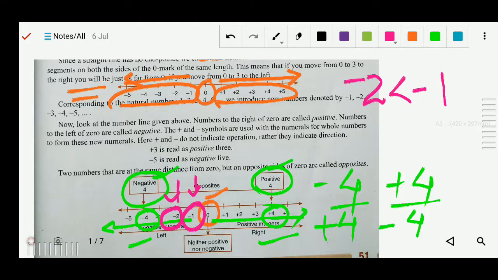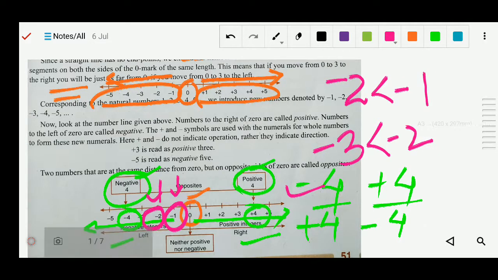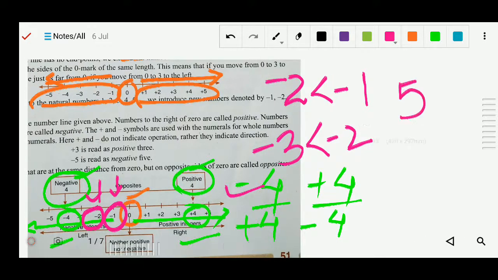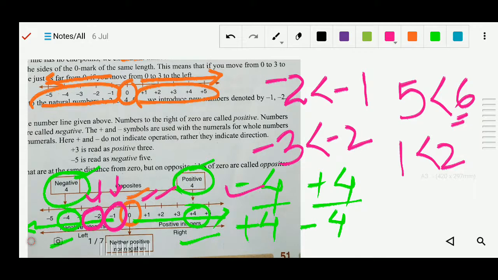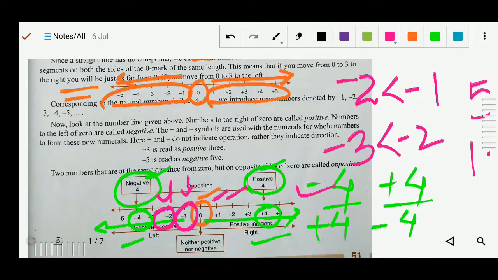So always remember, on the number line, the digit on the right side is always greater than the digit on the left side. Likewise you can also check that -3 is less than -2. The same holds on the positive side also. See, 5 is less than 6, as 6 is on the right side. Or see here 1 and 2. So this is all about positive and negative numbers.